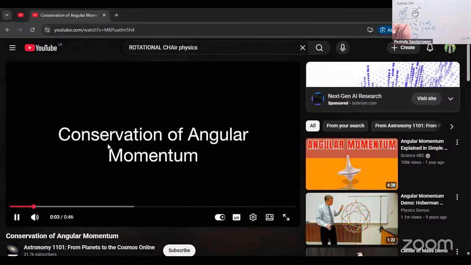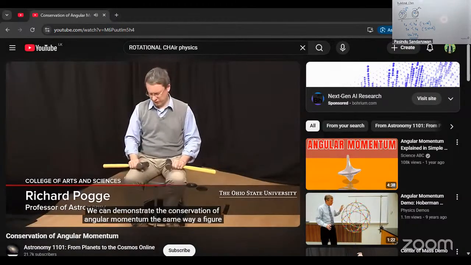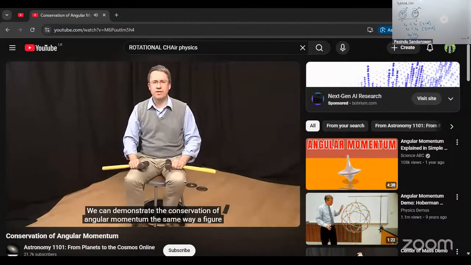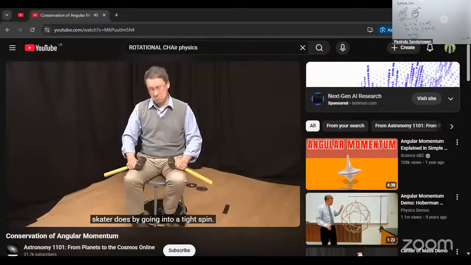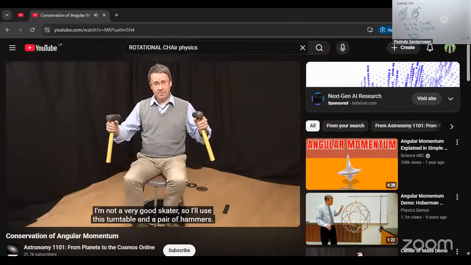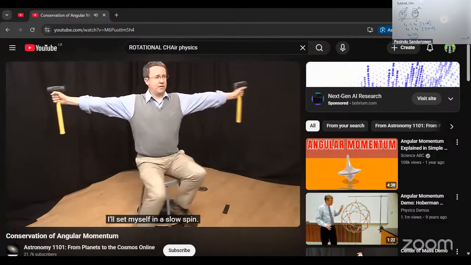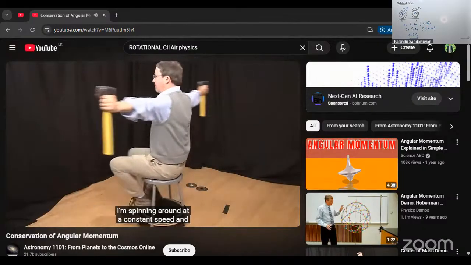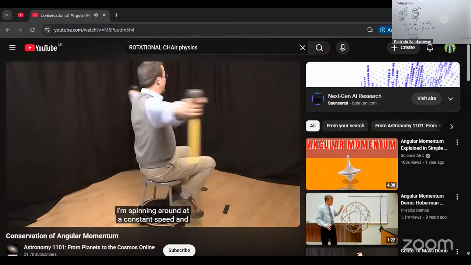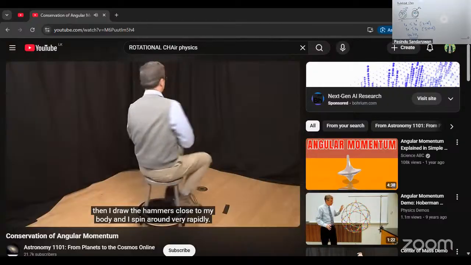Is the sound audible? We can demonstrate the conservation of angular momentum the same way a figure skater does by going into a tight spin. I'm not a very good skater, so I'll use this turntable and a pair of hammers. I'll hold them out at arm's length so I get a nice large radius, and I'll set myself in a slow spin. I'm spinning around at a constant speed, and then I draw the hammers close to my body, and I spin around very rapidly.